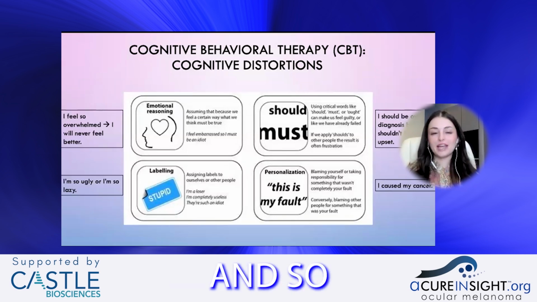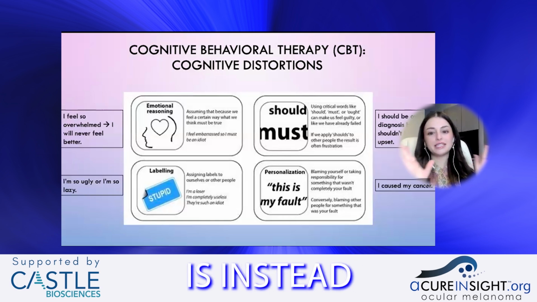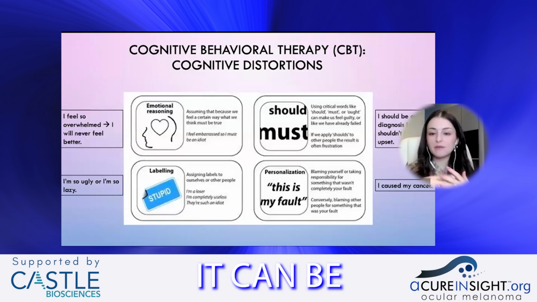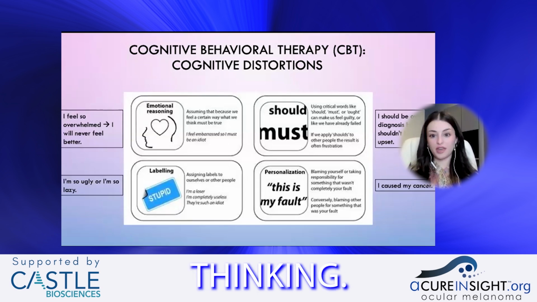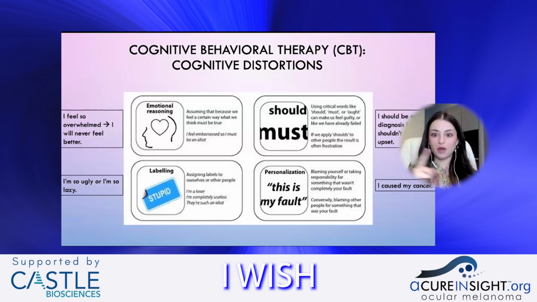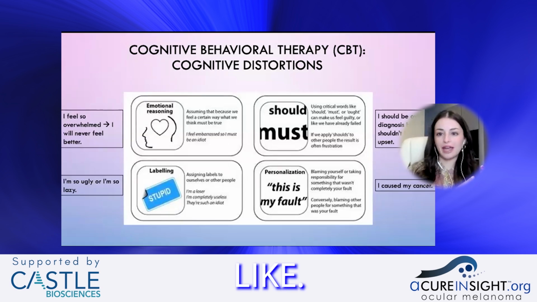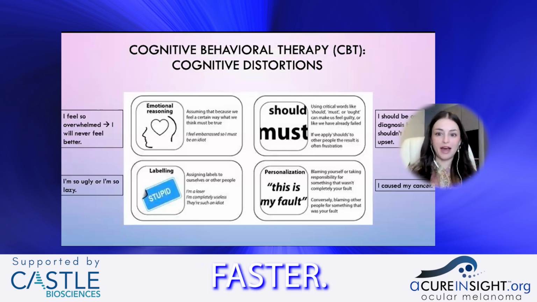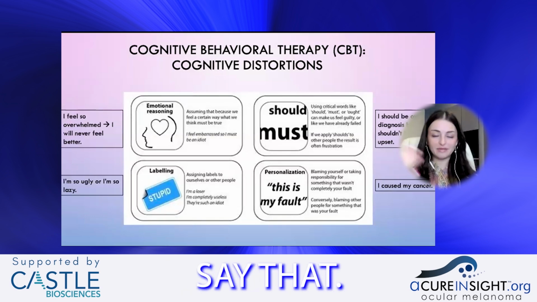Or slower? And so something that we talk about in therapy is instead of using these should statements, it can be helpful to use preferential thinking. So words such as I wish, I would prefer, I would like, right? So I would prefer they would walk faster, right? I wish they walked faster, right? I wish she didn't say that.